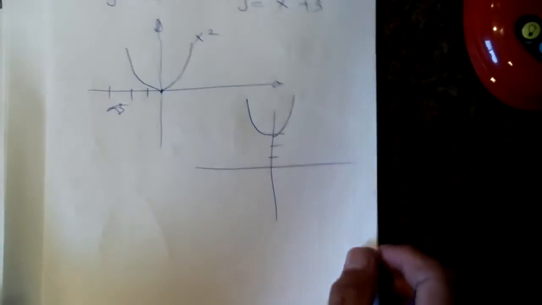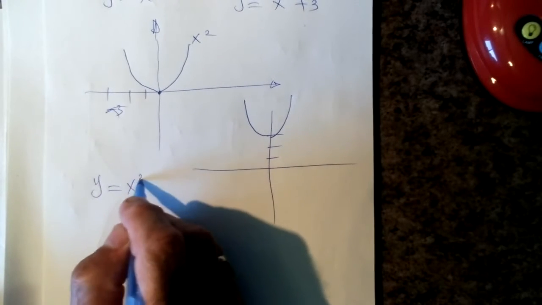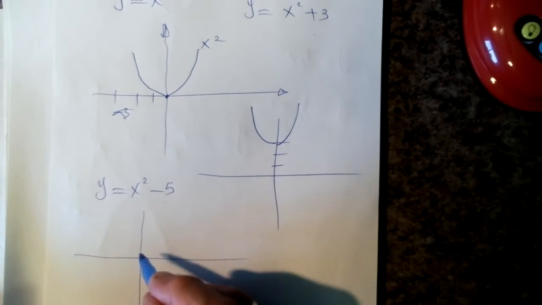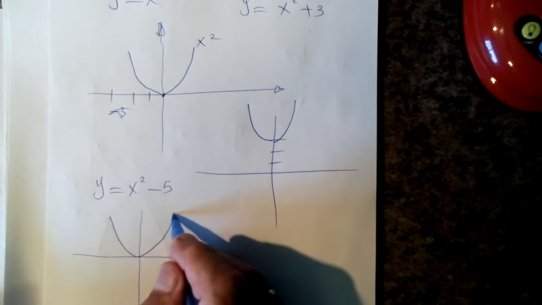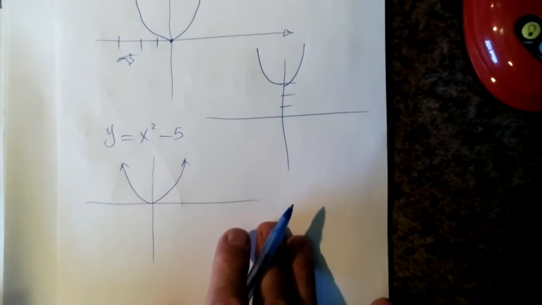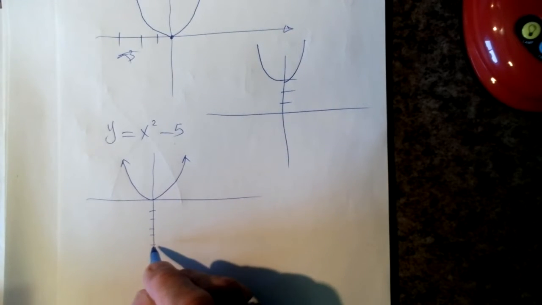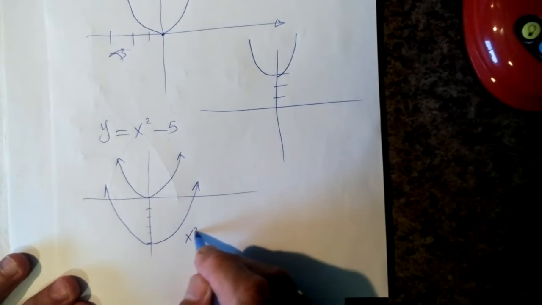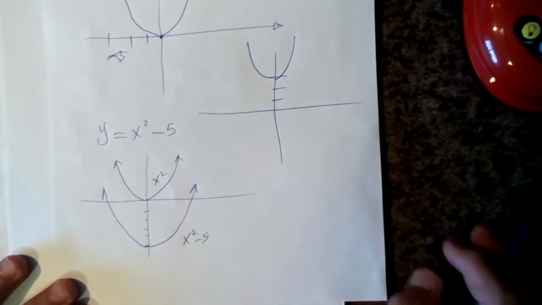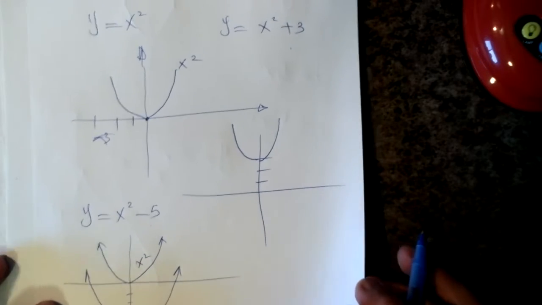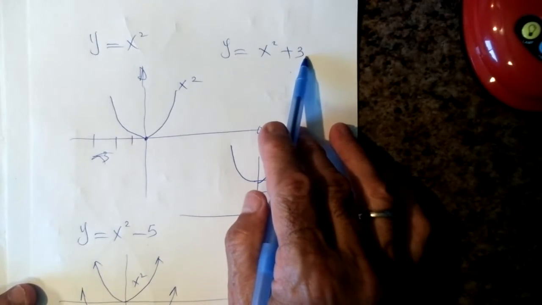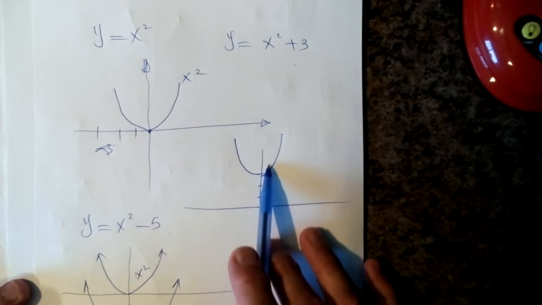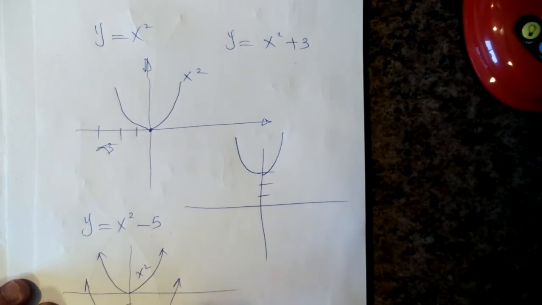Now, if I have y = x² - 5, when this number is negative, then you take the x² and you shift it down 5 units, 1, 2, 3, 4, 5, and then you have this one. So this is x² - 5, this is x². So you have all this shift. If a number is added or subtracted to x², the shift is always up or down, depending on the sign.